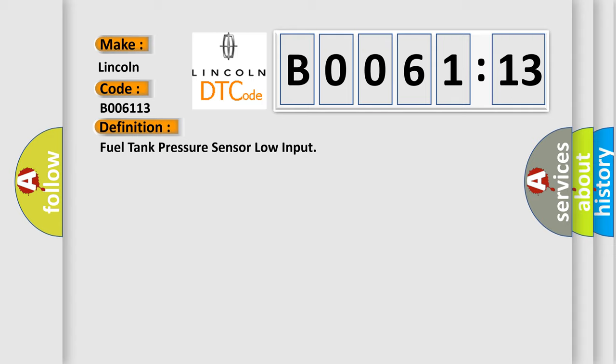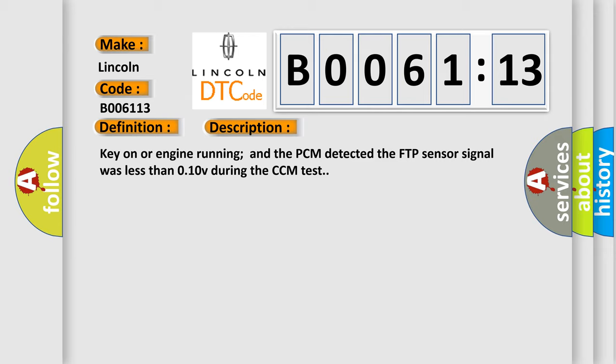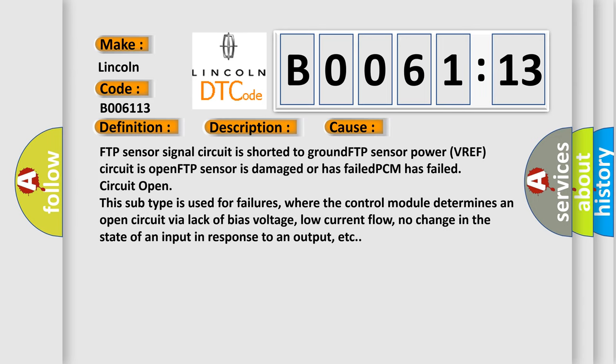And now a short description of this DTC code. Key on or engine running and the PCM detected the FTP sensor signal was less than 0.10V during the CCM test. This diagnostic error occurs most often in these cases: FTP sensor signal circuit is shorted to ground, FTP sensor power VREF circuit is open, FTP sensor is damaged or has failed, or PCM has failed. Circuit open: this subtype is used for failures where the control module determines an open circuit via lack of bias voltage, low current flow, no change in the state of an input in response to an output, etc.